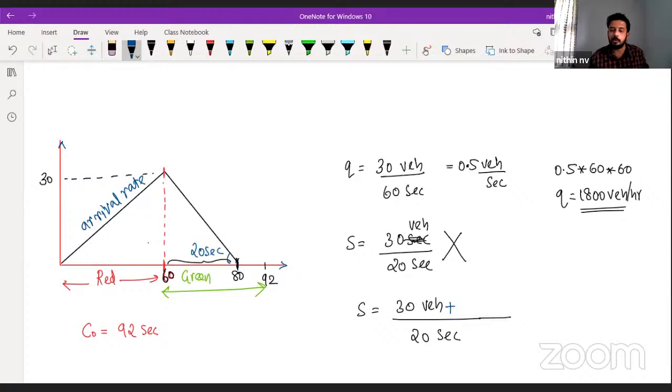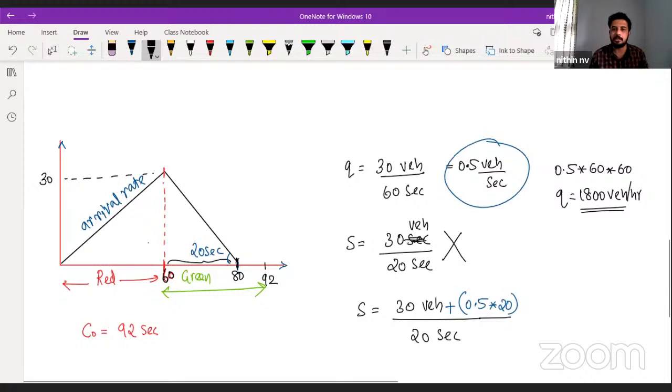Very good. How can we calculate? Arrival rate, we already calculated it as 0.5 vehicles per second. That's why I told you, if they are asking in vehicles per hour, we can convert, or simply keep it 0.5 vehicles per second. In 1 second, 0.5 vehicles. Then in 20 seconds, how many vehicles will be there? Everyone comment. 0.5 vehicles in 1 second, then in 20 seconds, we'll be having 0.5 into 20. Is it clear? Yes. 10 extra vehicles will also be coming.